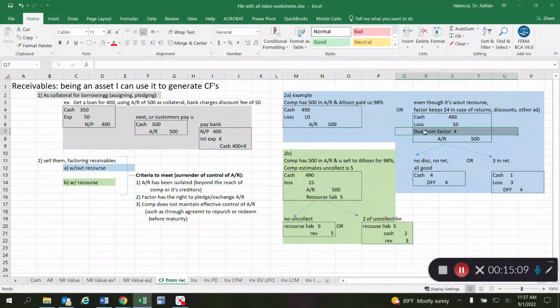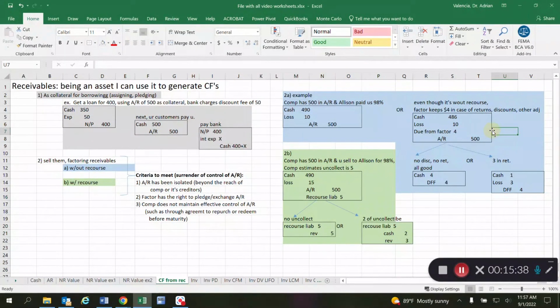So these items of due from factor is the opposite in terms of the cash flow. This is potential cash flow that we may receive from the factor in the future, whereas this is potential cash flow that I may pay out to the factor in the future. Okay, so don't mix those two up, please. So this is due from factor or receivable, and that's an asset, and this is a liability over here in the case of the recourse liability.